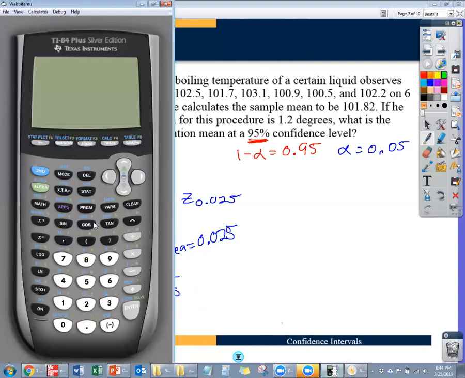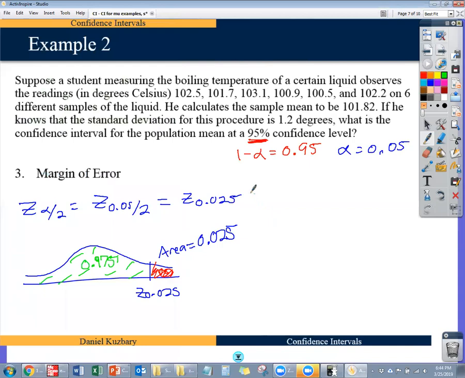This time I'm going to do it in the calculator. So I'm looking for the value on the standard normal distribution for which the area to the left is 0.975. I'll use inverse norm for that, 0.975. My mean is 0, and my standard deviation is 1. I get 1.96. So my z value is 1.96. That came from the same sort of analysis as we did on the last one.